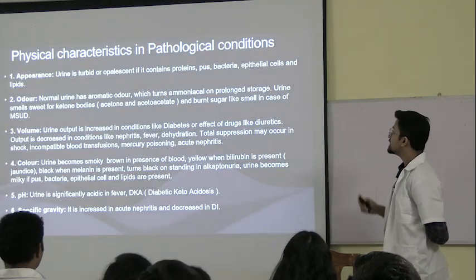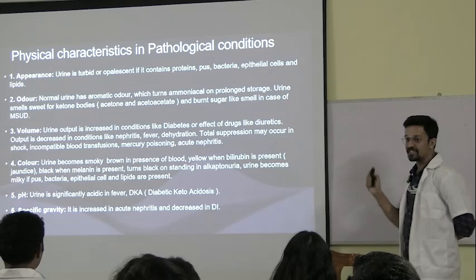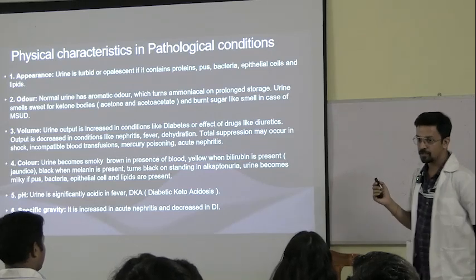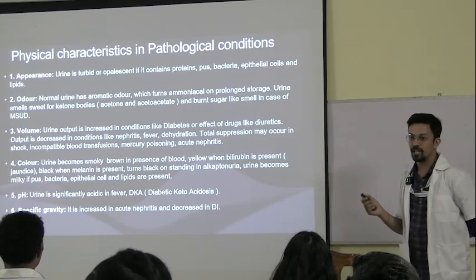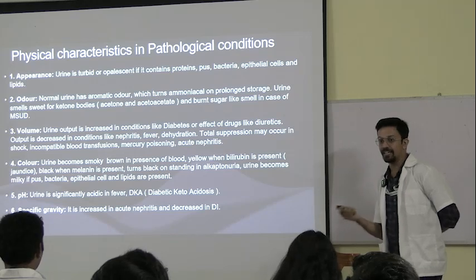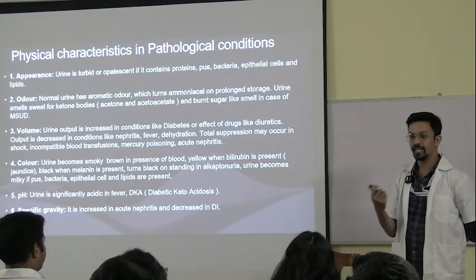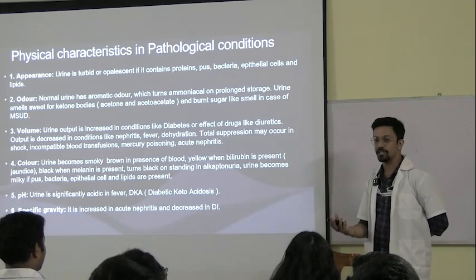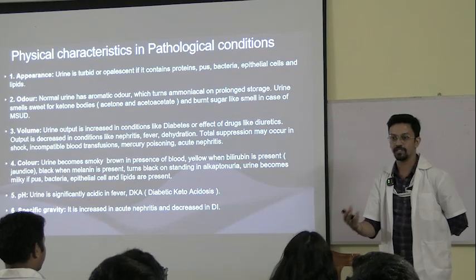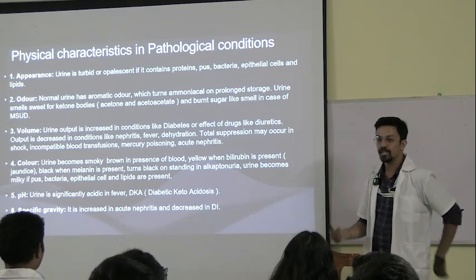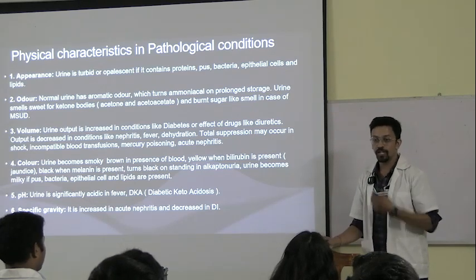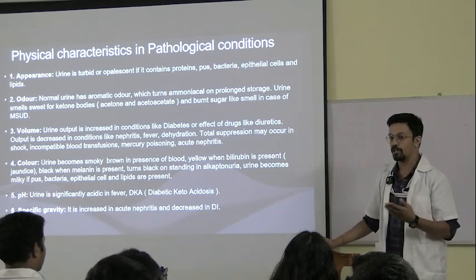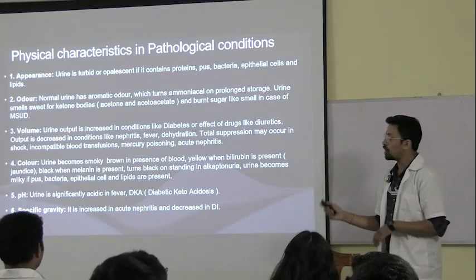Next. Now, physical characteristics and pathological conditions. Physical characteristics have already been covered by ma'am. You all know what the appearance is. It should be clear. But in pathology, it will become turbid because of the constituents present in the urine sample, like protein and sugar. This will make the urine turbid. It won't be clear like water. Fine.